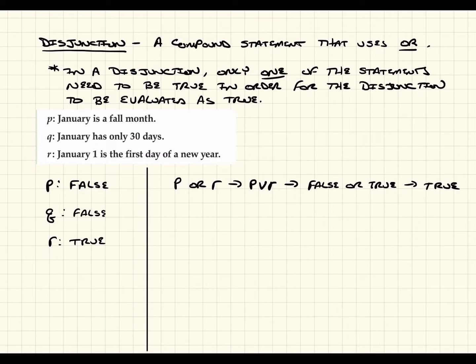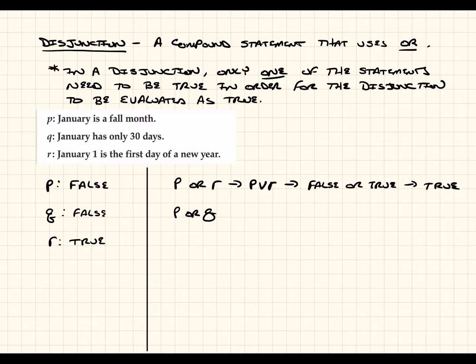They can both be true, but one or the other has to be true for the entire statement to be true. Let's take a look at another one. What if we create a disjunction based on P and Q? That disjunction would read: January is a fall month, or January has only 30 days. So we take the individual statements and look at their truth values.